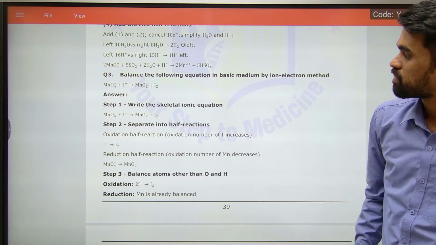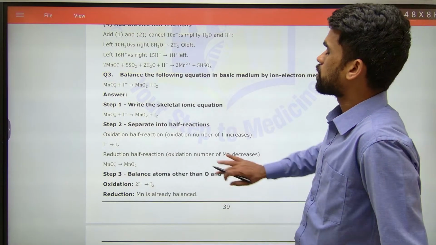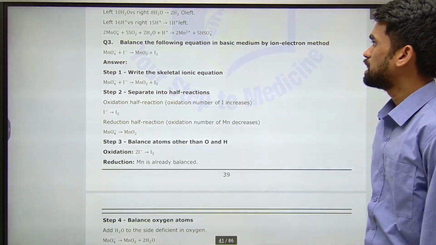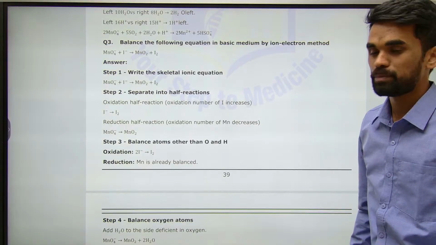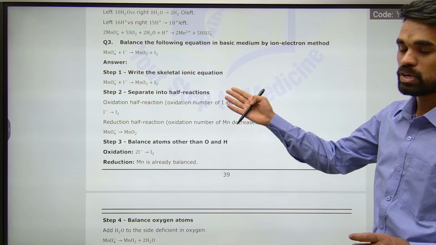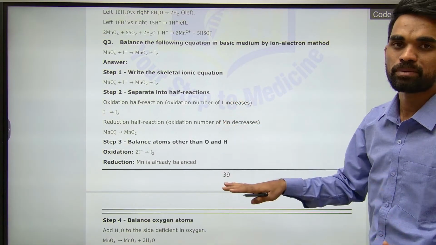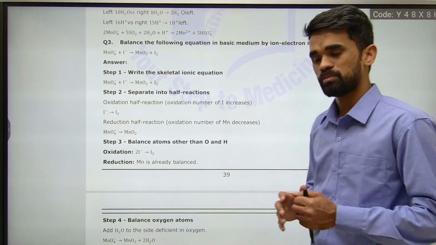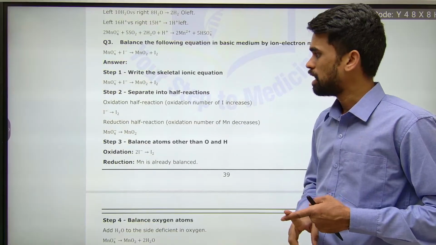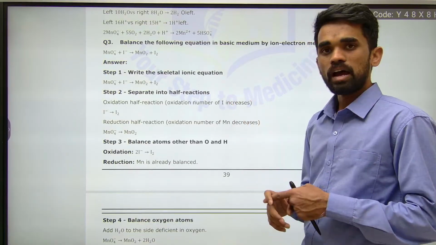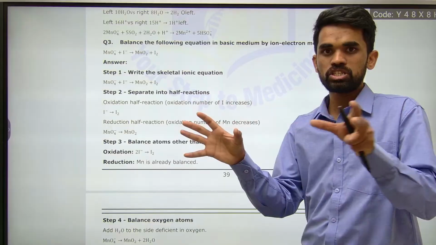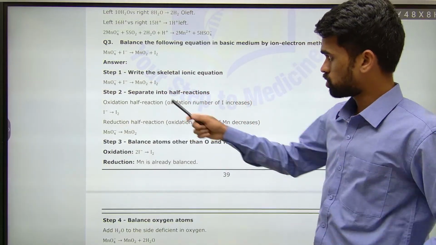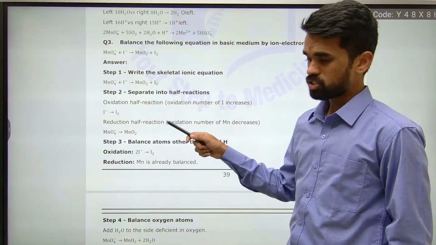Yeah. So now look at the third question here. What do we have? Balance the following equation in basic medium by the ion-electron method. So this equation should be balanced in basic medium by following the ion-electron method. Here, same as before, write the skeletal equation first and assign the oxidation numbers, and now make the separate equations: oxidation half reaction and reduction half reaction. So separate into two halves, one oxidation and one reduction.